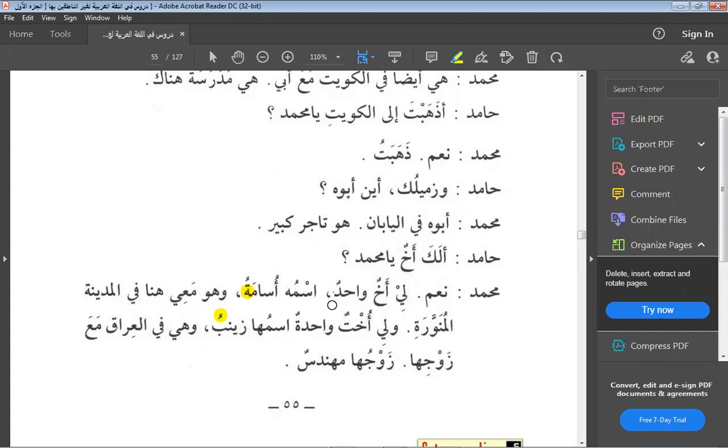If you are to translate, say I have just a brother and just a sister. So I have just one brother and one sister. So that is why he brought the wahidun.